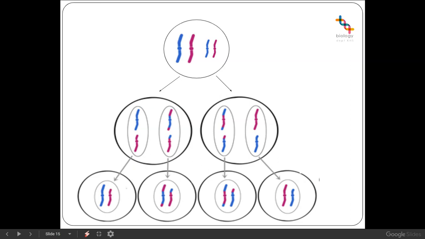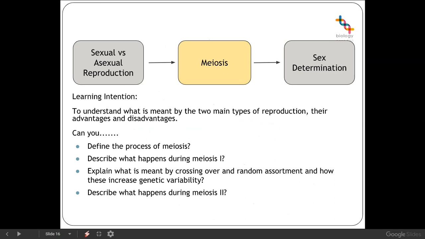So from that, you should be able to define the process of meiosis as being the production of our haploid gametes from an original diploid gametocyte. That during meiosis I we have duplication and division of our chromosomes to separate them out. We also have crossing over and random assortment occurring in meiosis I, and that crossing over is where we swap sections of DNA from one homologous chromosome to another homologous chromosome.